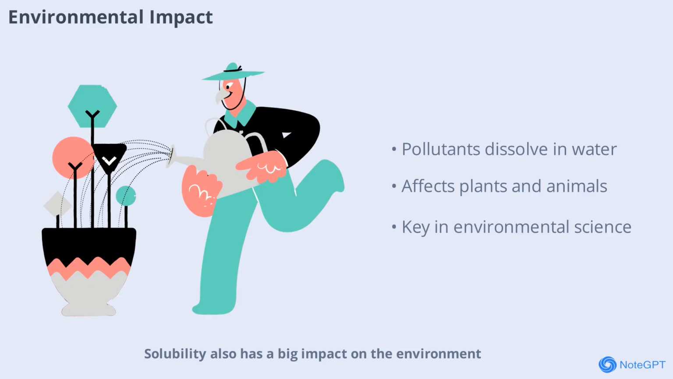Solubility also has a big impact on the environment. Pollutants that dissolve easily in water can spread quickly through rivers and lakes, affecting plants and animals. Understanding solubility helps scientists predict how contaminants move and how to clean them up. It's a vital concept in environmental science and public health.